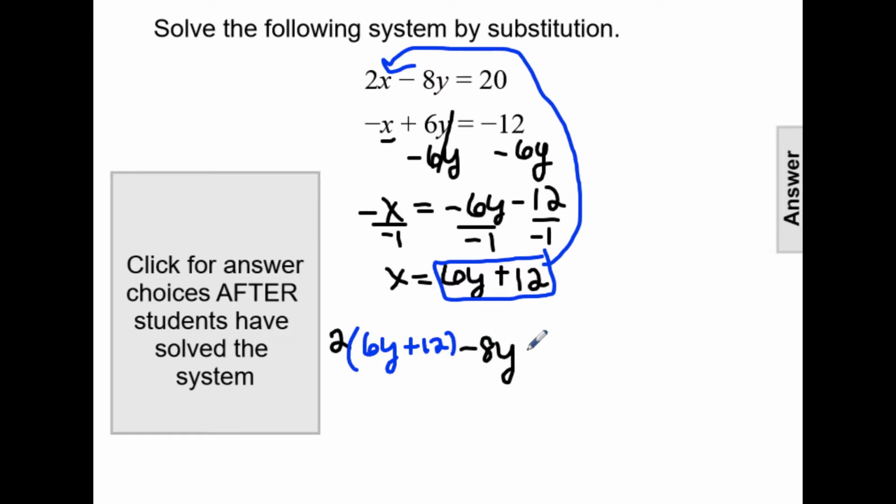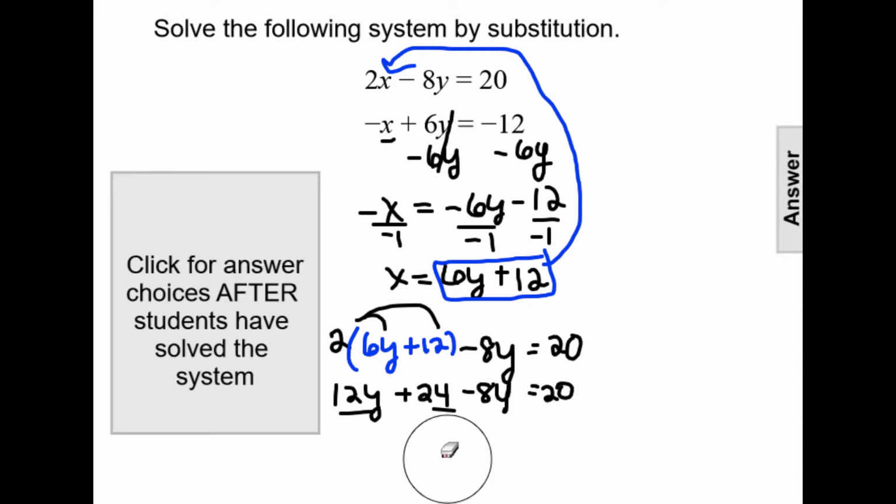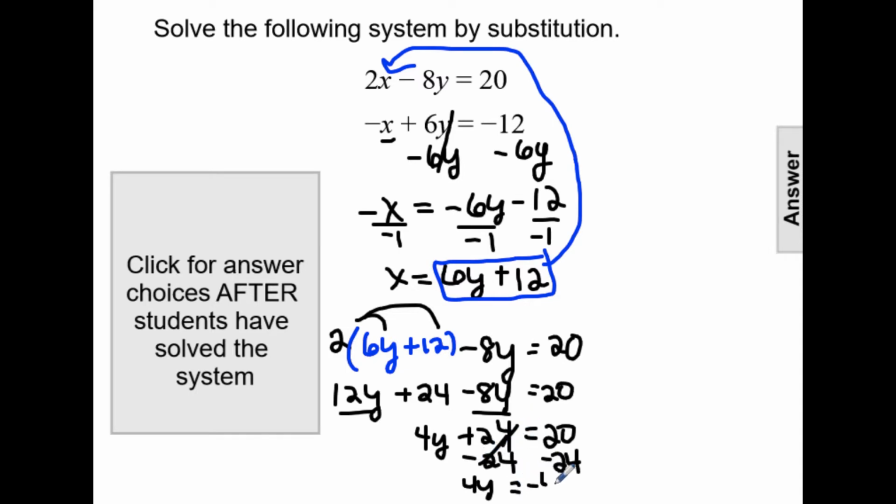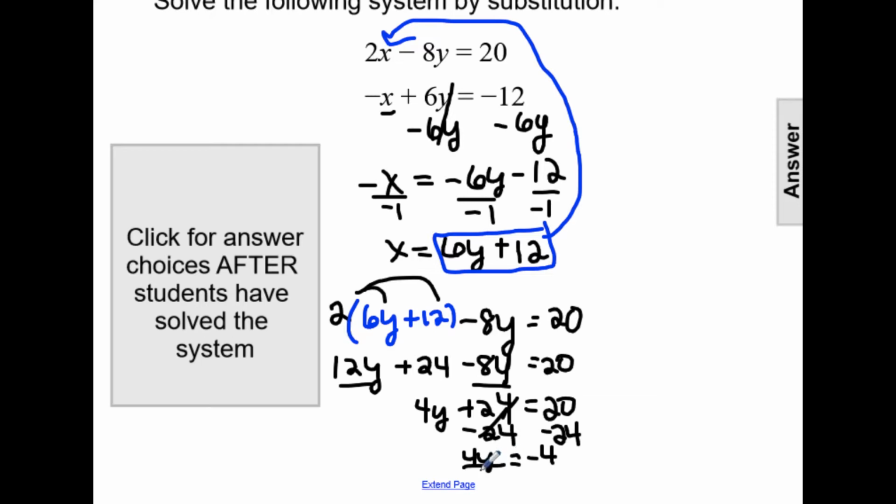minus 8y equals 20. We'll distribute the 2, so 12y plus 24 minus 8y equals 20. Combine like terms, 12y and minus 8y to be 4y plus 24 equals 20. Subtract 24 from both sides, so 4y equals -4. And divide by 4 to get that y equals -1.